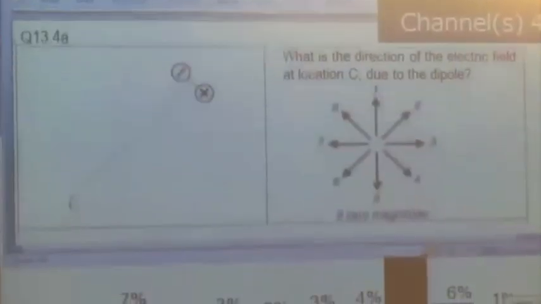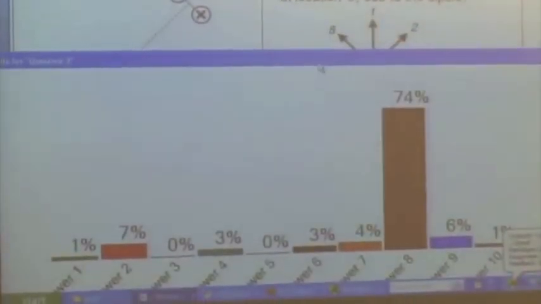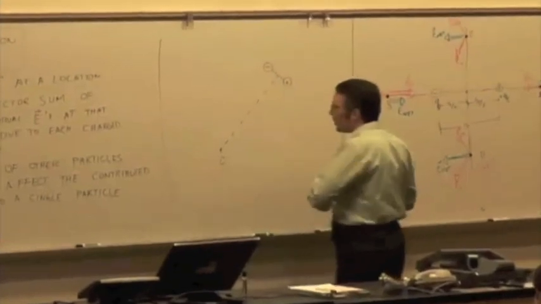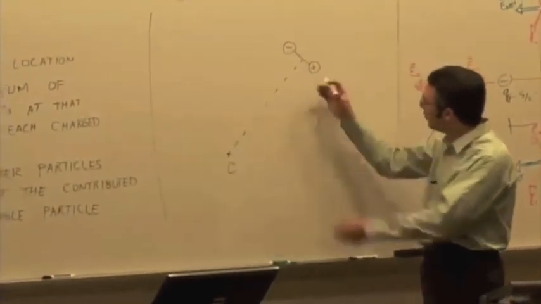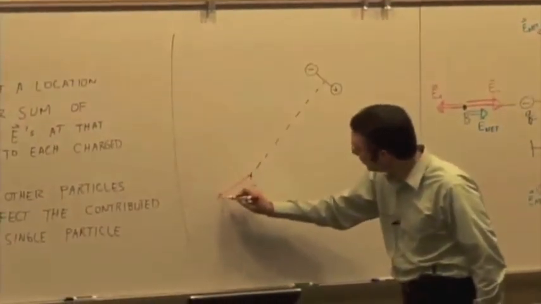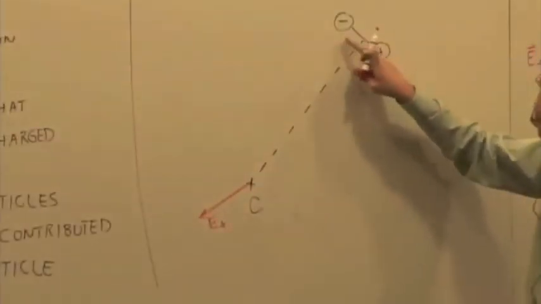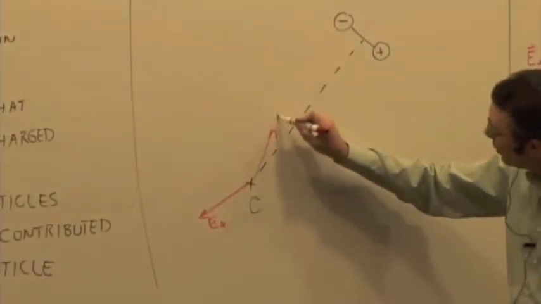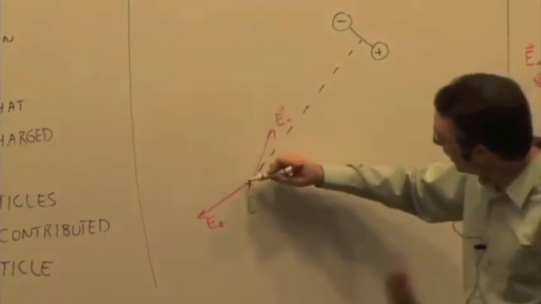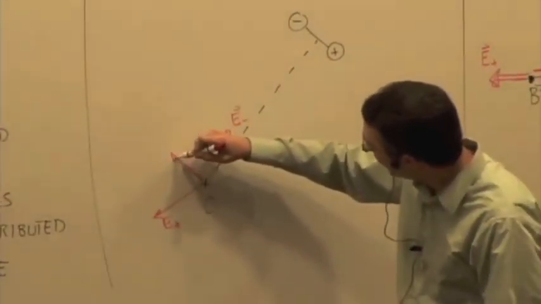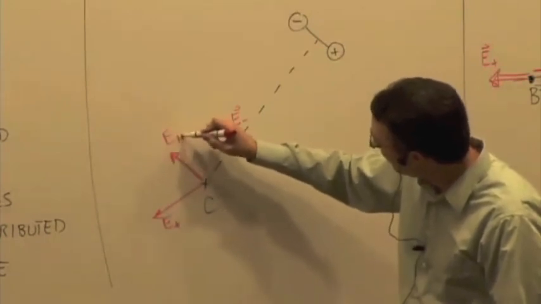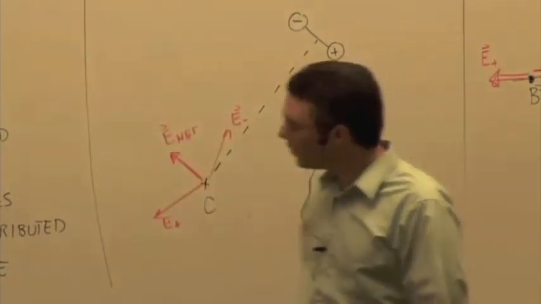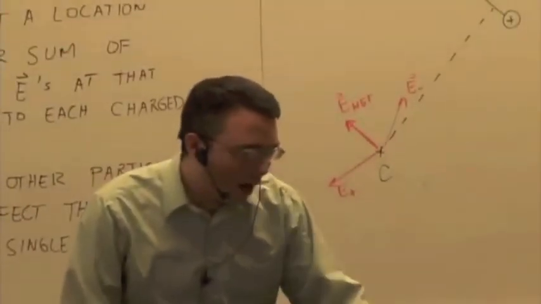Okay, most people said direction 8, which is correct, right? Because you could either think about taking this picture and just rotating it until we got the same orientation, or you just go through the same steps again, right? The electric field from the positive points away from that positive charge. The electric field from the negative points towards that negative charge. And so you get a net electric field that's perpendicular to that axis, pointing up and to the left, like that. Okay? Next time we will be more quantitative about dipoles.